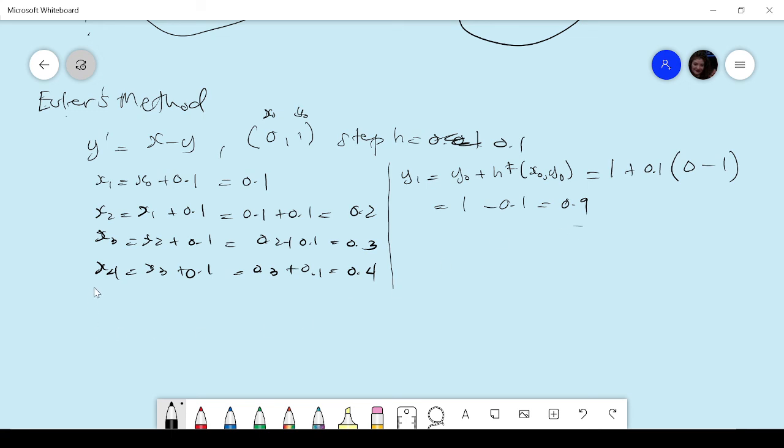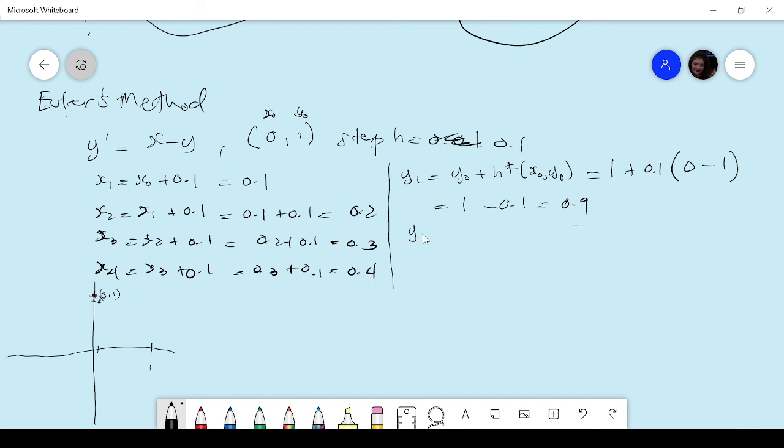So, if we graph it, 0, 1. So, this is your first point. Your second point is at 0.1 and then 0.9. So, 0.1 is possibly here, then 0.9 is here. So, this is your second point.